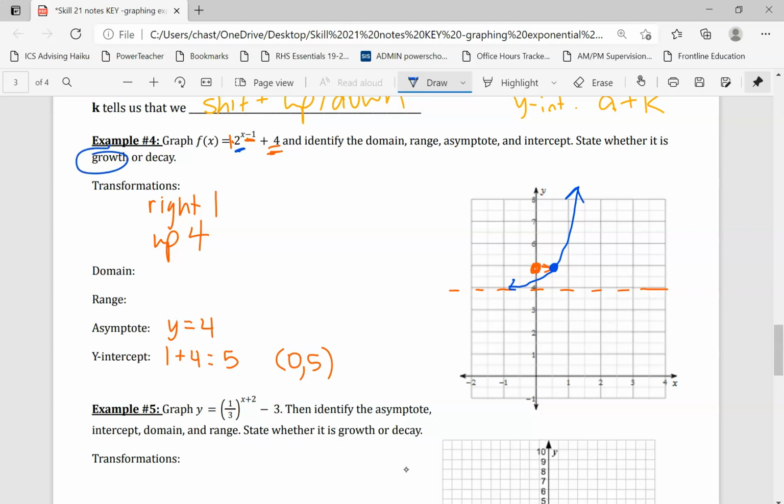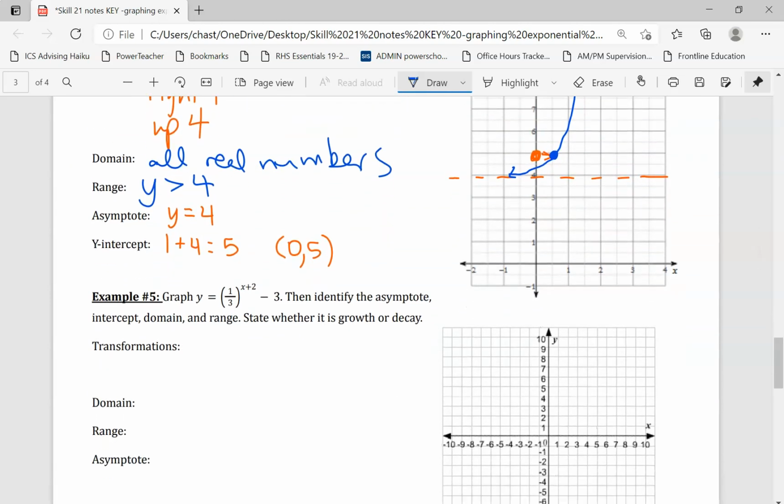For the domain of this function, well, it's always going to be all real numbers. The range here, since our asymptote is at 4, we have to say y is greater than 4. Okay?